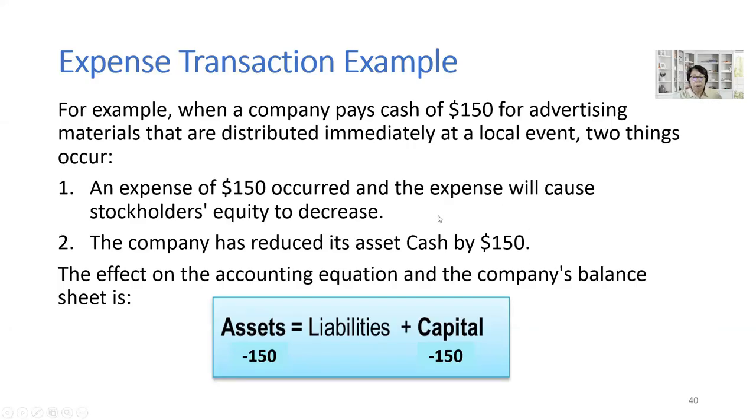So at the bottom, this is how to show you that capital is decreased with an expense, because the expense made your bank account go down by $150, right? So your assets decreased by $150. Well, if you looked at the equation, if your asset decreases by $150, what else has to happen? Your capital has to decrease by $150. So the net result is that an expense will decrease capital.